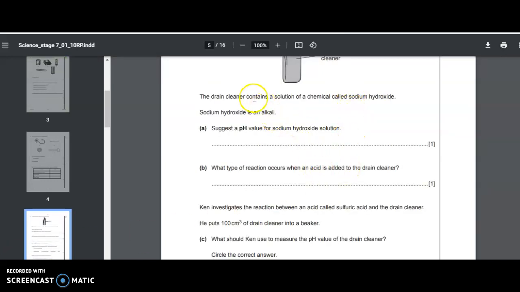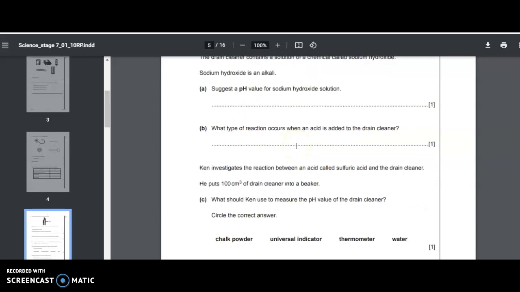It tells us right here that this liquid is an alkali. It's asking, if we react an alkali with an acid, we know that when we do that, what type of reaction do we get? We get a neutralization reaction.